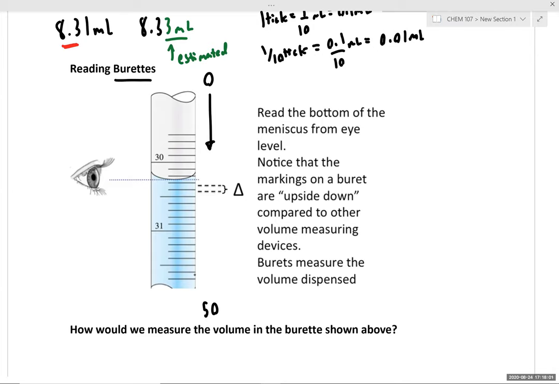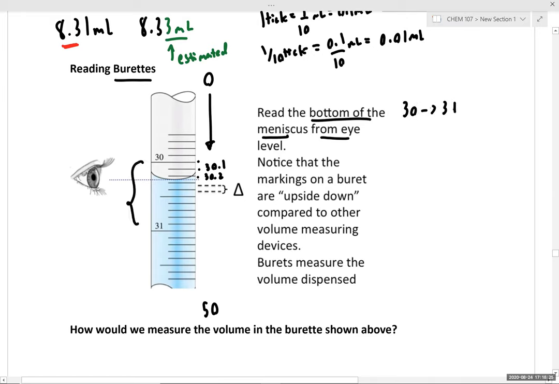So, as always, you read the bottom of the meniscus at eye level. So we've noted the bottom of the meniscus, and let's fill in our tick marks. So here is 30. This next tick would be 30.1, 30.2. To unpack this further, let's look at the value of a tick mark. To go from 30 to 31, so 1 milliliter, it takes a total of 10 ticks. In other words, 1 tick is equal to 0.1 milliliters.